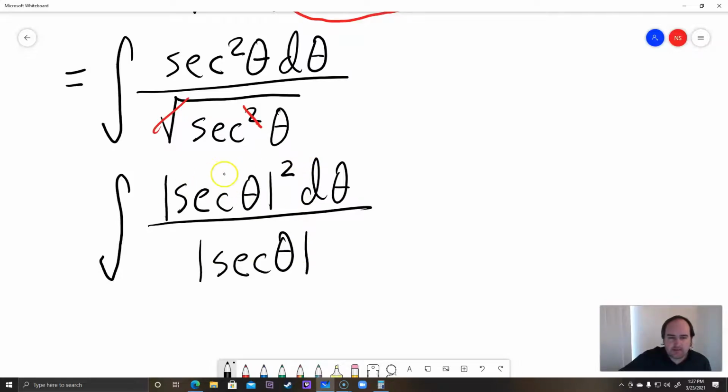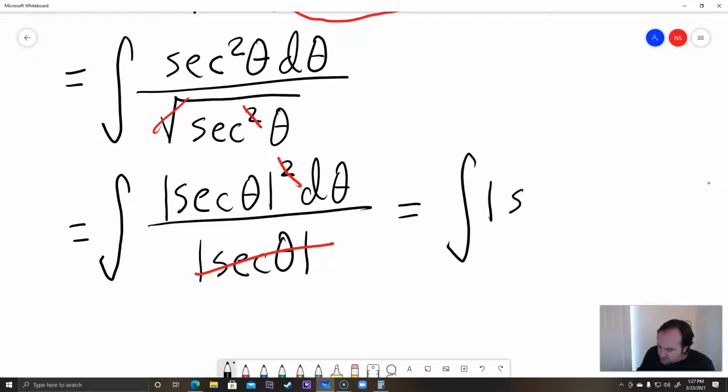And again, the reason I'm allowed to do this on the top is secant squared of theta is already positive because when you square a number, you make it positive. So you're allowed to add in the absolute value and it doesn't change anything. Okay, so now we can cancel out the square and the absolute value of secant of theta on the bottom. So we're actually just going to be integrating absolute value of secant of theta d theta.